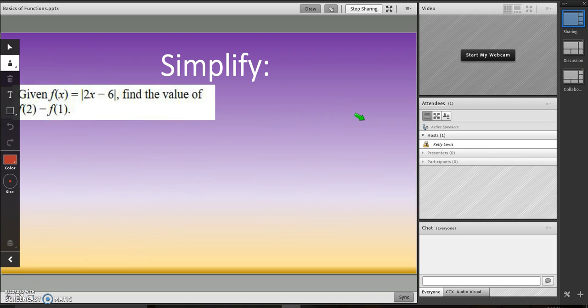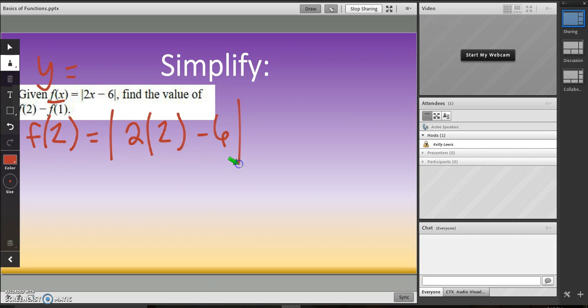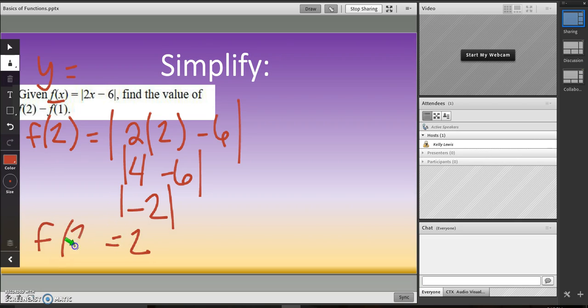Let's do this one. Absolute value, remember this is y equals, that's what f of x means, this one right here, 2x plus -6. So we're going to do f of 2. Okay, so I'm going to do absolute value of 2 times 2 minus 6. So 2 times 2 is 4 minus 6. You have $4 in your pocket, but you owe me $6. So you still owe me $2, but we have absolute value. And the absolute value of that is 2.